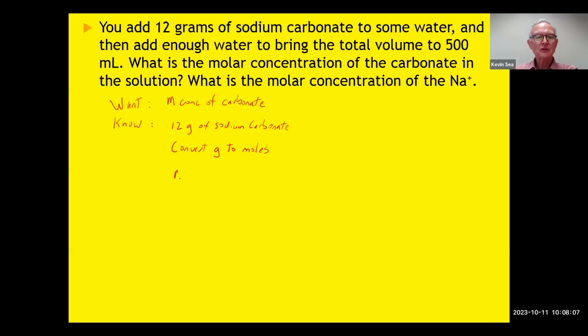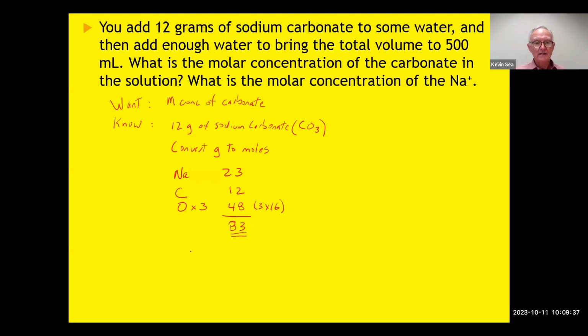Let's figure out the formula mass of sodium carbonate. We have one sodium, and carbonate is CO3. So let's add up our atomic mass. We have one carbon, 3 oxygens, and 1 sodium. Sodium is 23, rounding 22.99 in the book. Carbon is 12, and oxygen is 3 times 16. If we add those up, we get 83.